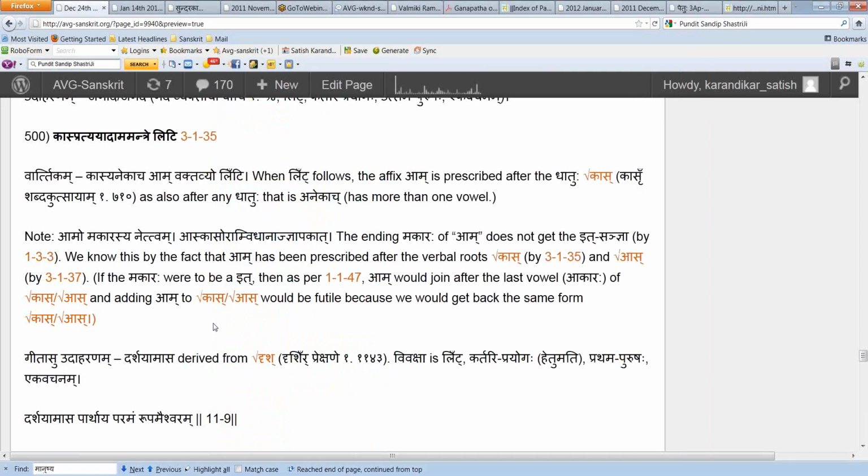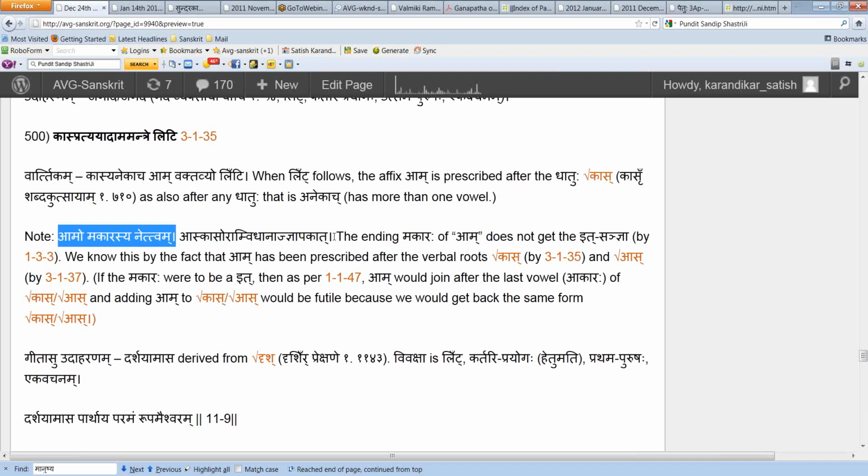So it says here, amo makarasya na itvam, as kasoho am vidhana jnapaka. This is from Siddhanta Kaumudi, by the way. Siddhanta Kaumudi is really the text for grammar for us. In fact, what we're doing is basically Siddhanta Kaumudi only. We're doing it in simplified form and in English. The Siddhanta Kaumudi should be our home base.